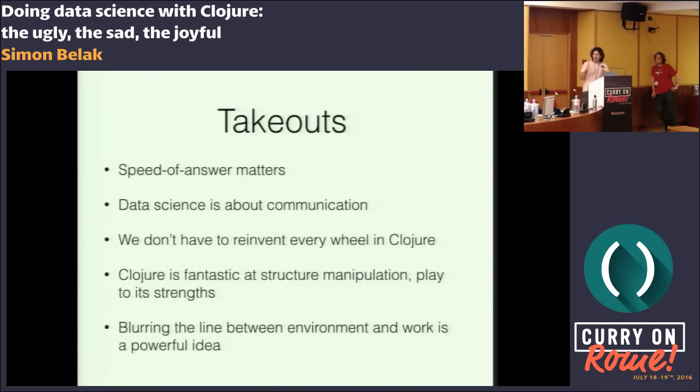And last, something that I would wish to spend more time on, maybe in some other talk, is this idea of blurring the line between your development environment and the work you're actually doing, and how melding those two more together can yield a much better and much happier development experience, rather than having two separate systems which don't really talk to each other.